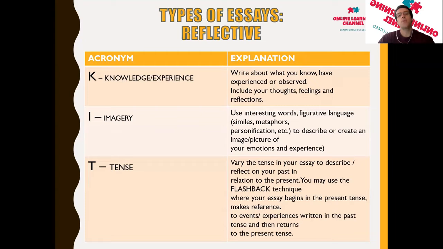So now when it comes to the first letter, K stands for knowledge or experience. At the end of the day, because you are reflecting on a particular event, you obviously have quite a bit of knowledge or know-how as to what exactly went down or took place on that particular day or moment. So you are to write about what you know, what you have experienced, or what you have observed. You are incentivized to include your thoughts, your feelings, and your reflections.